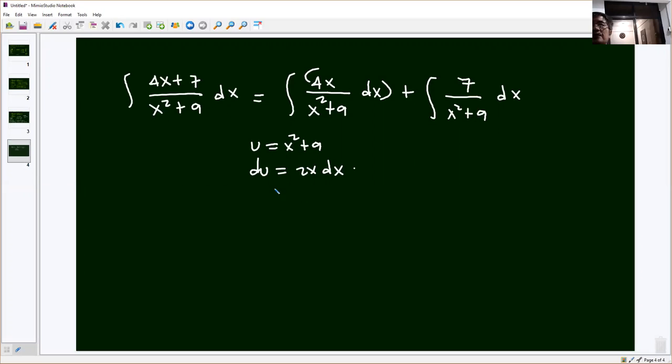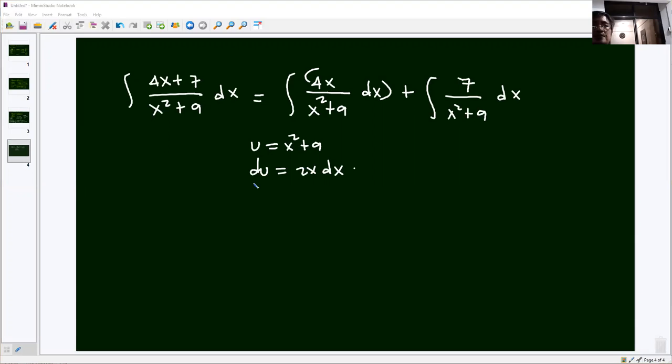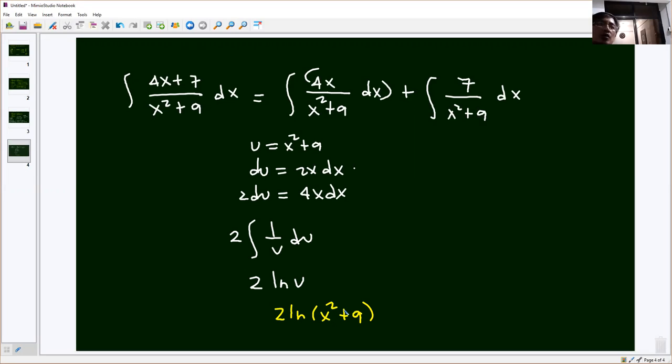So, gagawin ko na lang to, times 2. So, magiging, ano na lang to? 4x dx is 2 du. So, this is simple substitution, 2 outside. Magiging 1 over u du na lang yan. And the integral of this is 2 ln u. Right? And final na nito ay 2 ln of x squared plus 9. Okay, and then I'll go to the other one. Plus, now look at this.